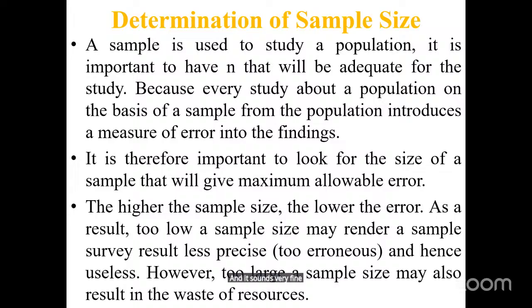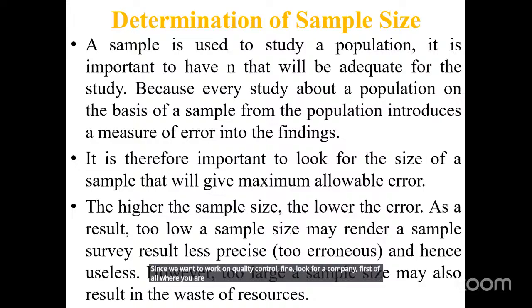But the question I will ask is, how are you going to get the data? Because Nigerian Breweries, I know, cannot release their quality variables to you. So how are you going to get the data? That is the beginning point. If you don't have data, there is nothing else you are going to do. Since you want to work on quality control, fine. Look for a company, first of all, where you are sure you can get data from. Has that answered your question?